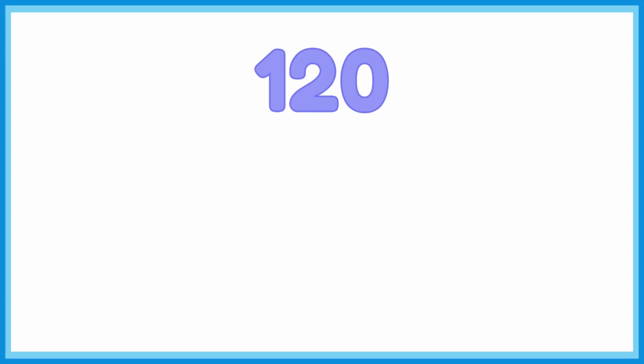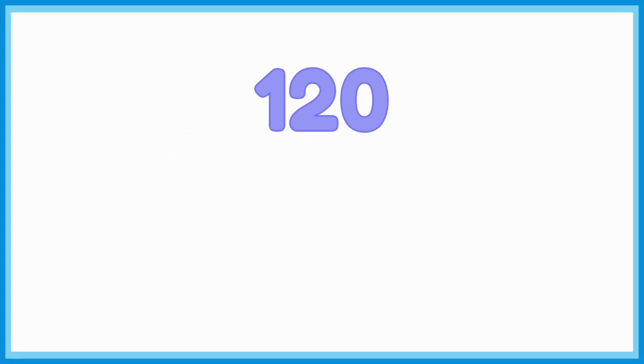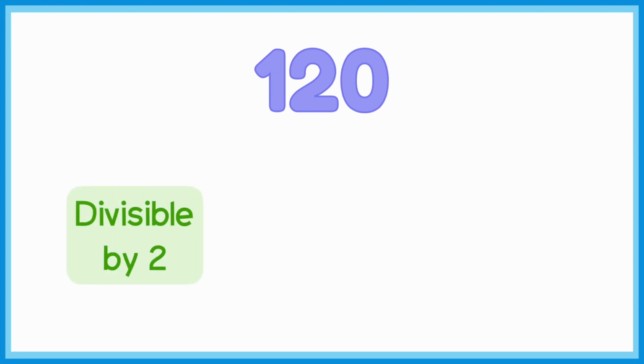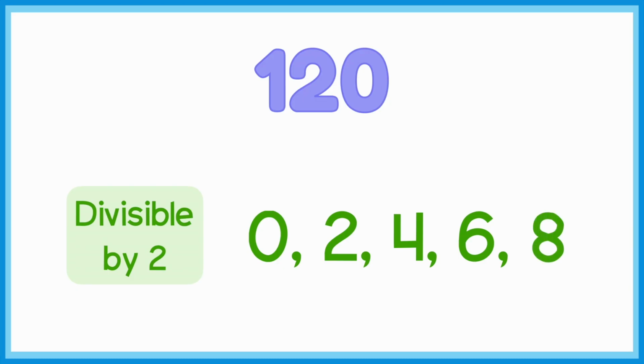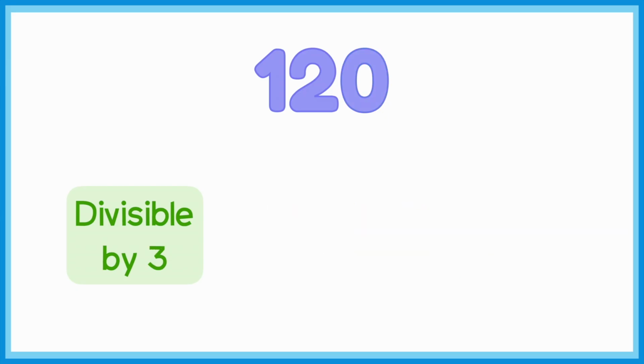For example, is 120 divisible by 2? We could do long division to find out, but there's actually a divisibility rule that can help us find out faster. A number is divisible by 2 if it ends with a 0, 2, 4, 6, or 8. These are all even numbers, so the divisibility rule for 2 is that the digit in the ones place must be even. 120 has a 0 in the ones place, so this means 120 is divisible by 2. Awesome! Is 120 divisible by 3?